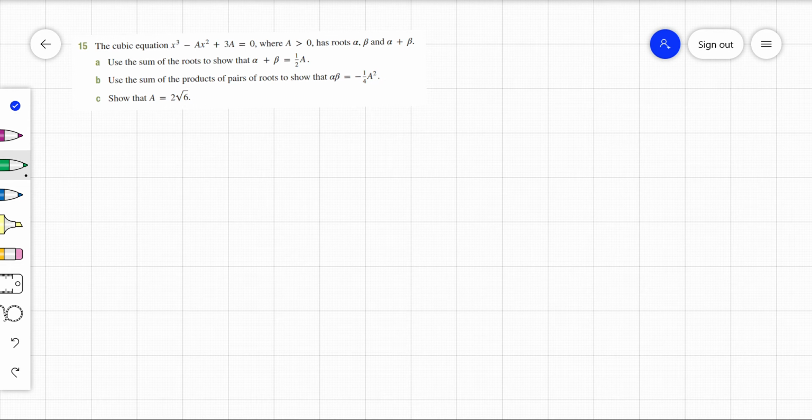So it says use the sum of the roots. So let's sum up the roots. Here are the roots over here. So we've got alpha plus beta plus alpha plus beta. So that's just two lots of alpha plus beta.